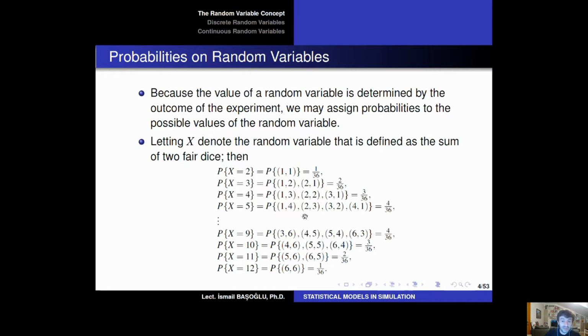So basically I am asking this. What is the x of 2, 2? The x of 2, 2 is 4. What is the x of 6, 4? The x of 6, 4 is 10. Therefore, that x is a function which converts the outcome to a value based on the definition of the random variable.